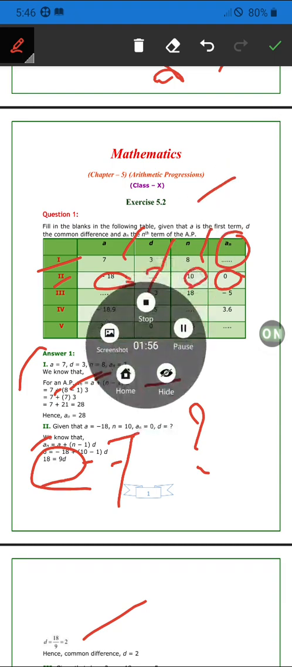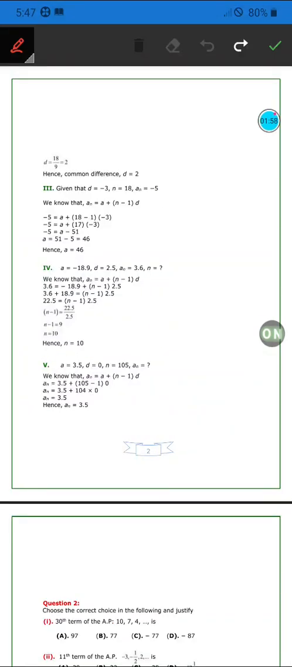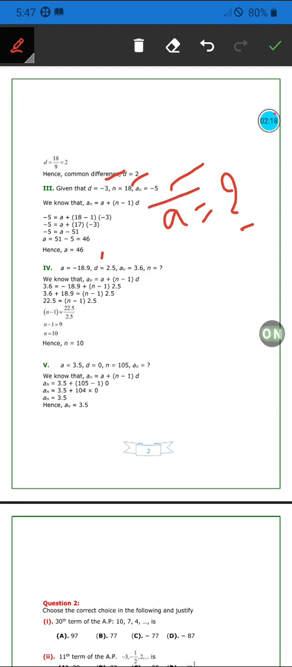Next, in the third question, the common difference d is equal to minus 3, the number of terms is 18, and the last term an is minus 5. So what is not given here? a, the first term. So we have to find the first term a. Put the values again in the same formula. We get a equal to plus 46.